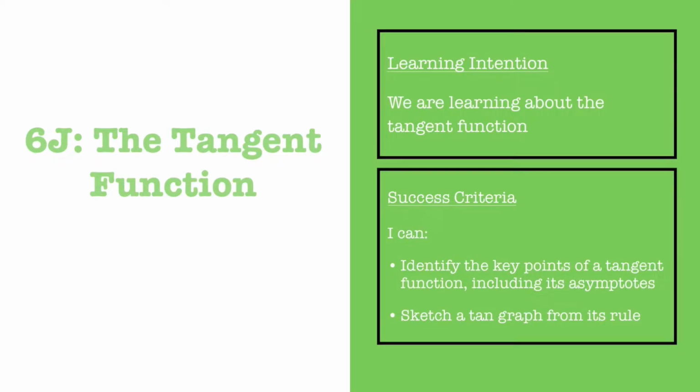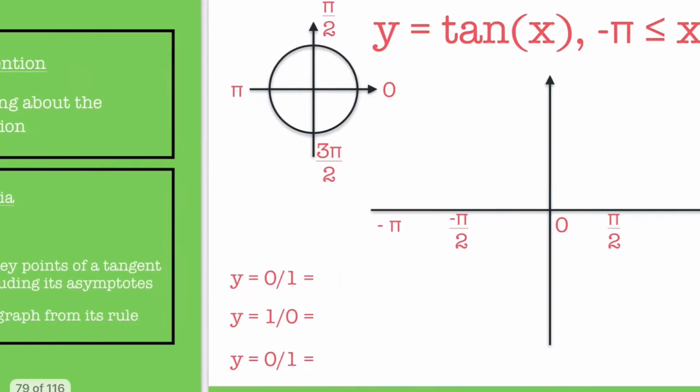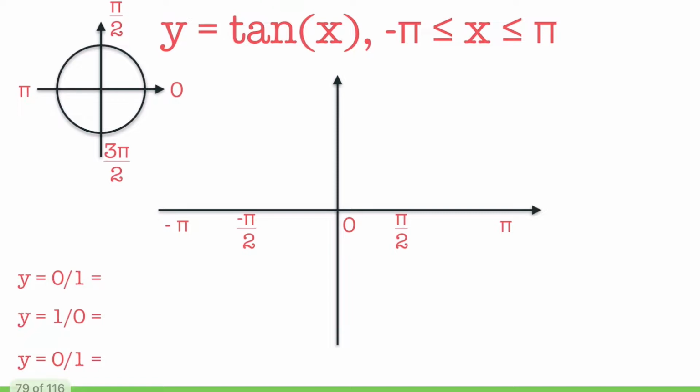What we're going to do today is learn about the third circular function, the tangent function. So that's 6j. Today you're going to learn how to sketch this function and also how to solve equations using tan. What you need to be able to do is identify the key points of the tangent function, including its asymptotes, in order to be able to sketch these from its rule, and also to be able to find the x-intercepts.